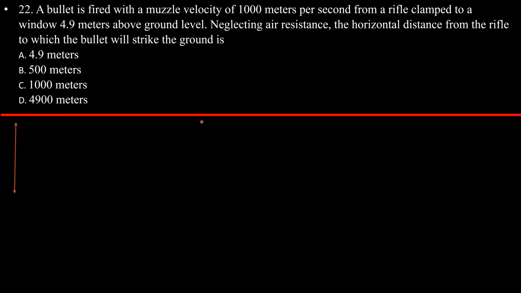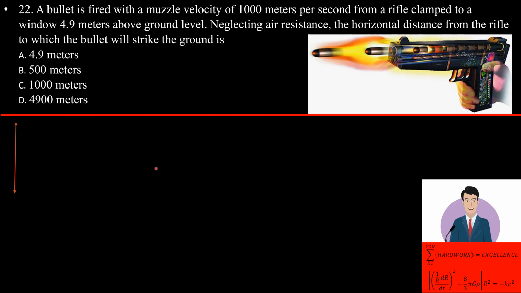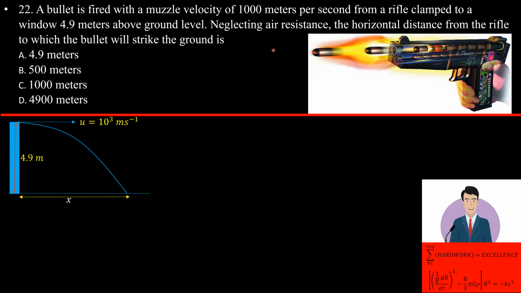A bullet is fired with a muzzle velocity of 1000 meters per second from a rifle clamped to a window 4.9 meters above the ground level. Neglecting air resistance, the horizontal distance from the rifle to which the bullet will strike the ground is, okay, so just notice that this picture is demonstrating how a bullet leaves the gun in the first place. So you notice that it's a horizontal velocity, right? It has no vertical initial velocity, okay? And so I'm going to diagrammatically represent it like this.